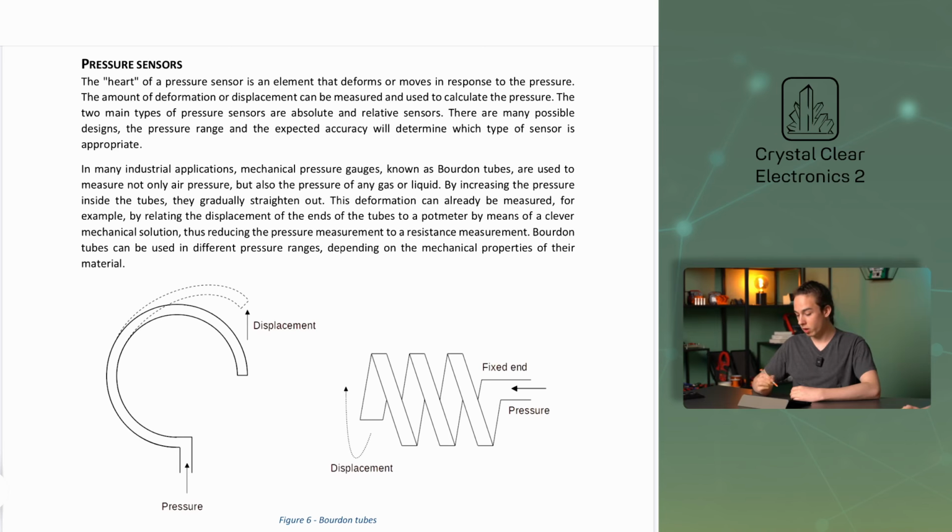In many industrial applications, mechanical pressure gauges, known as bourdon tubes, are used to measure not only air pressure, but also to measure the pressure of any gas or liquid. By increasing the pressure inside the tubes, they gradually straighten out.